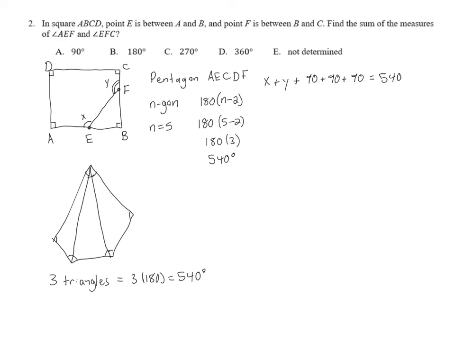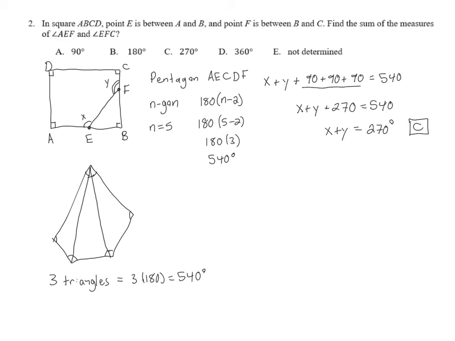Now if we add 90 plus 90 plus 90, that's 270, so the left-hand side becomes X plus Y plus 270 equals 540. And if we subtract 270 from both sides, that gives us X plus Y equals 540 minus 270, which is 270. And that's going to be the sum of the angles that we wanted, and that's 270 degrees, which is answer choice C.